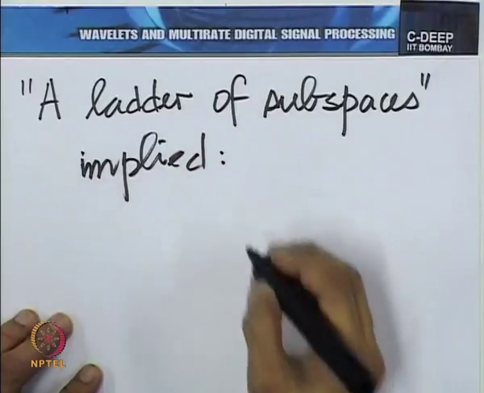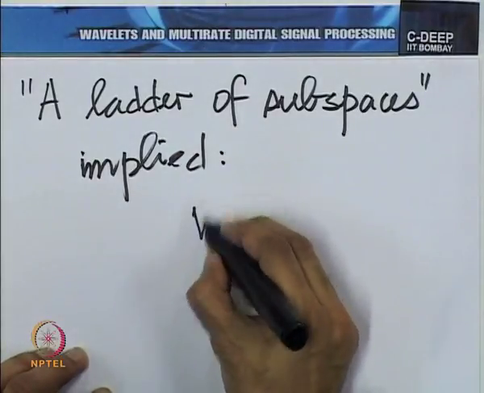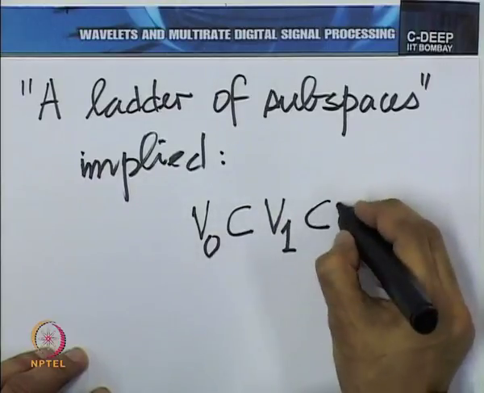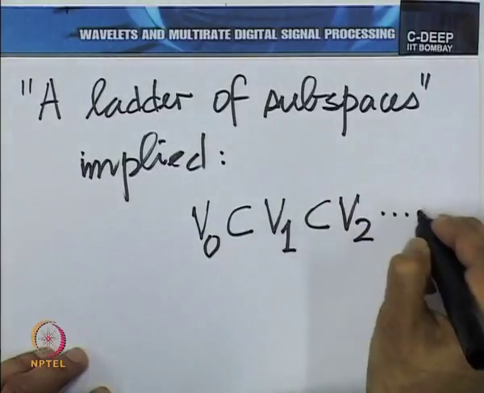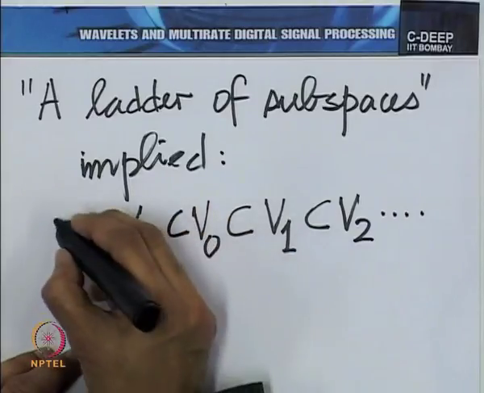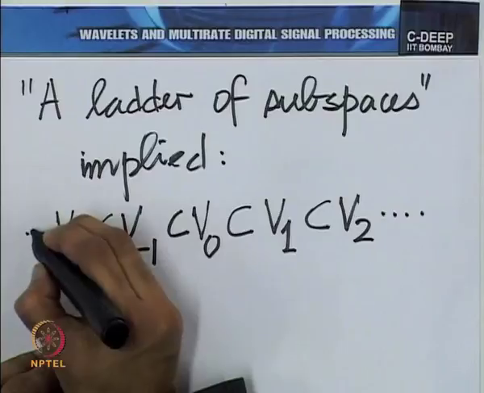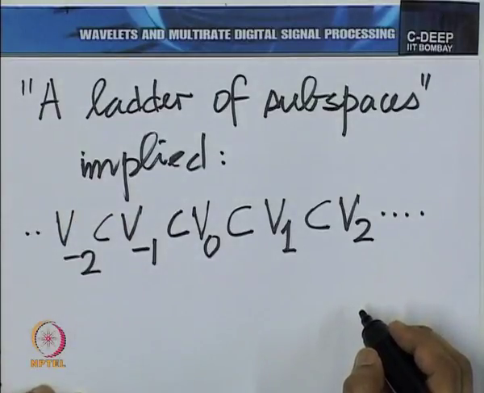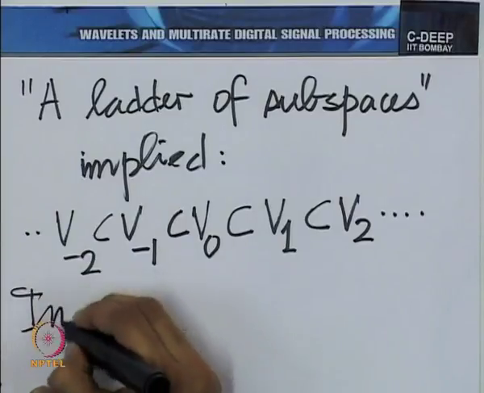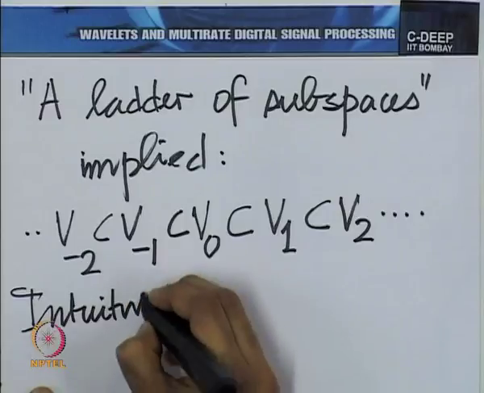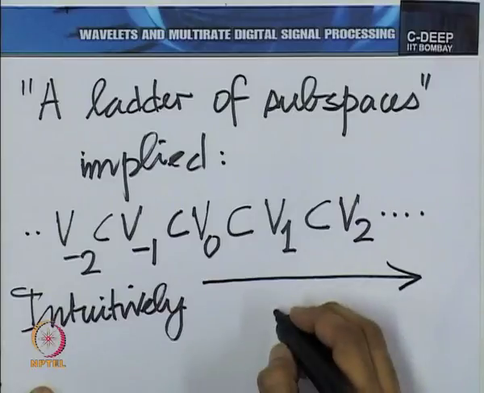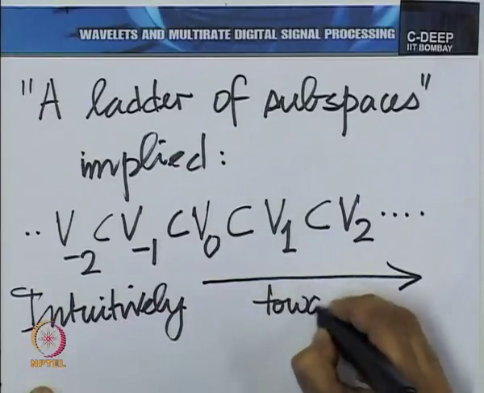What is that ladder? The space V 0 is contained in V 1, the space V 1 is contained in V 2 and so on this way, and of course, the space V minus 1 is contained in V 0, the space V minus 2 in V minus 1 and so on. And we expect intuitively, as we move in this direction, we should be going towards L 2 R.